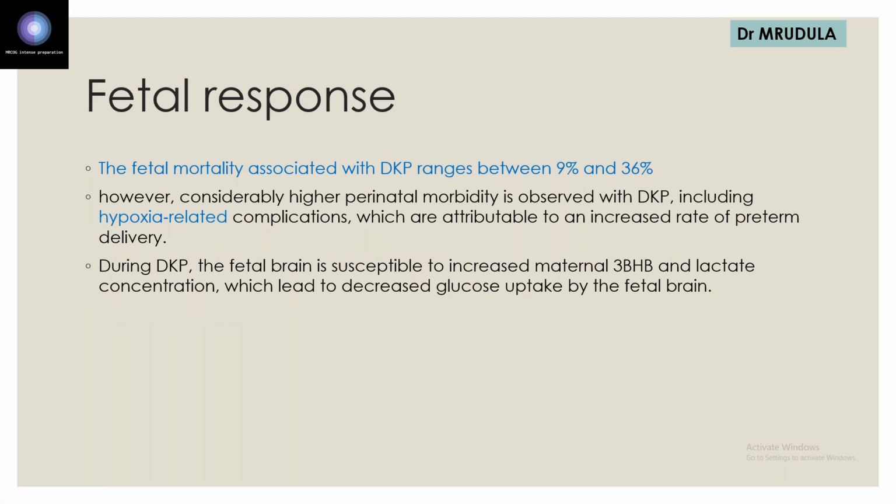Now, what happens to the baby in case of DKA? In case of diabetic ketoacidosis, the fetal mortality rate is 9 to 36%. Okay, so the fetal mortality rate in diabetic ketoacidosis is 9 to 36%. Along with that, perinatal morbidity is also higher, and the complications are mainly hypoxia related. Because as I told you, carbon dioxide diffuses through the blood-brain barrier and causes fetal hypoxia.